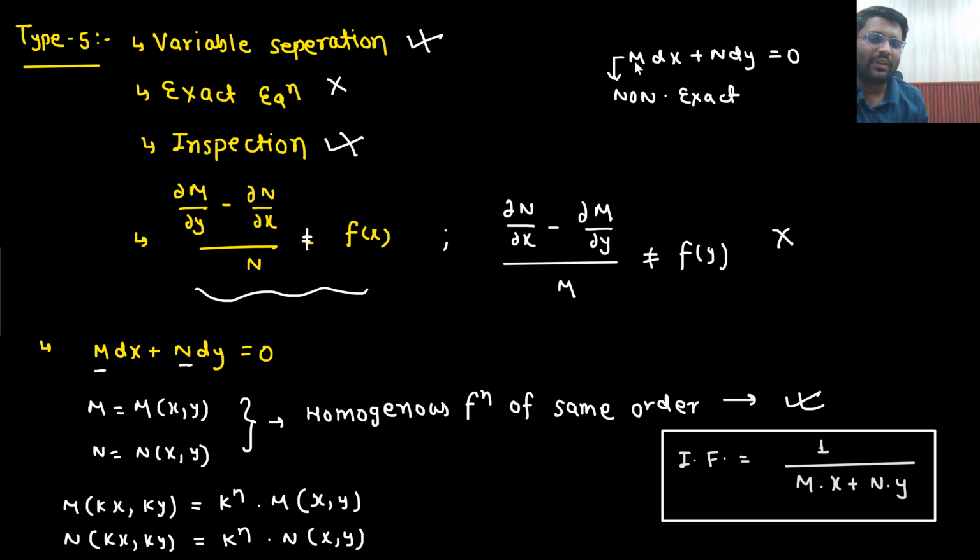Then, sir, whatever value I calculated for del m by del y and del n by del x, I tried to get a function of x or a function of y. This also was not working. Now, sir, what do I do?